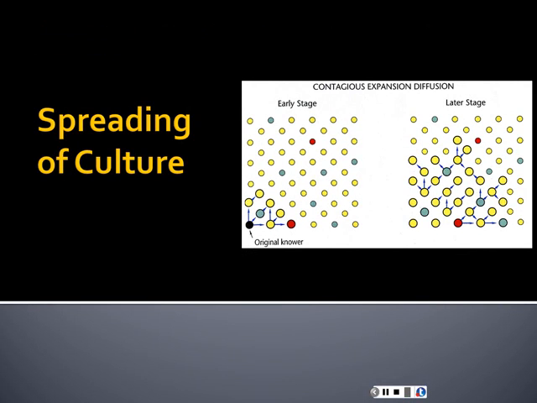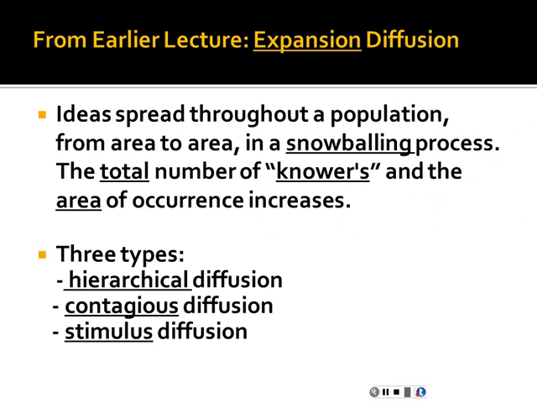Okay, so let's kind of plow through this so you can start working on your project. We're going to be talking about the spread of culture. I already kind of gave you a preface, so let's get going. If you remember about 2 lectures ago, we talked about hierarchical diffusion. That's where ideas move from important people to other important people, or from important places to other important places.